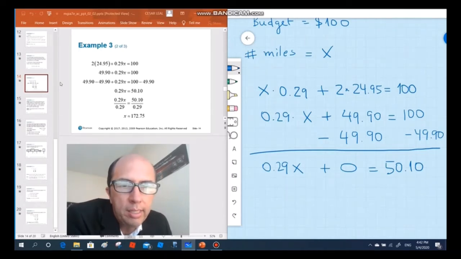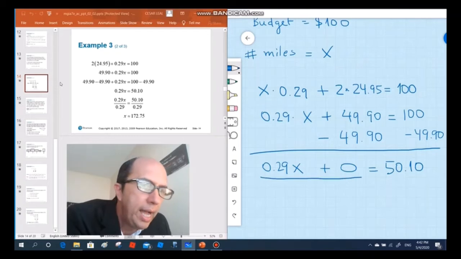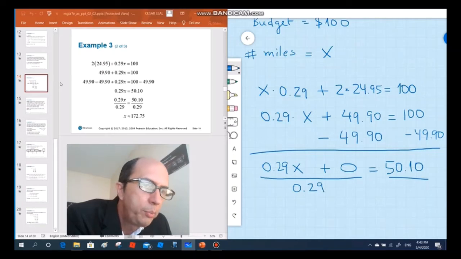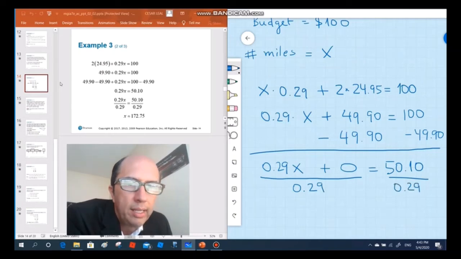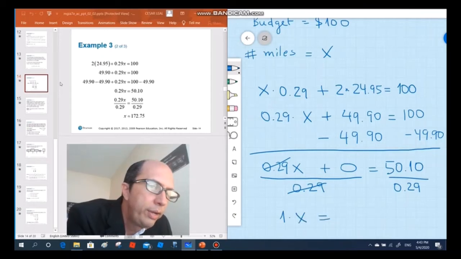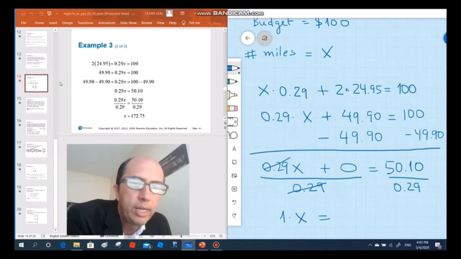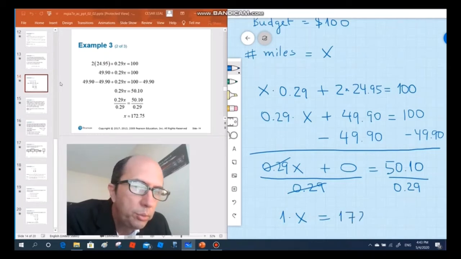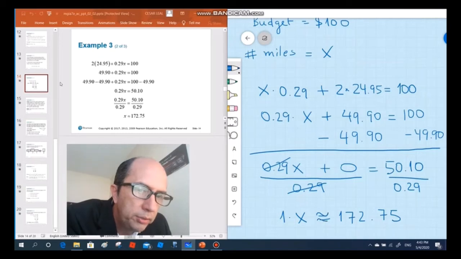Multiplication property. You can multiply or divide both sides by 0.29. And if you divide, 0.29 by 0.29 is 1 times x, and 50.10 divided by 0.29 is going to be approximately 172.75, and this is an approximation.